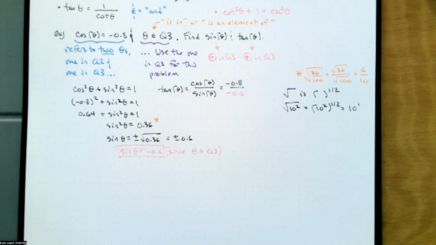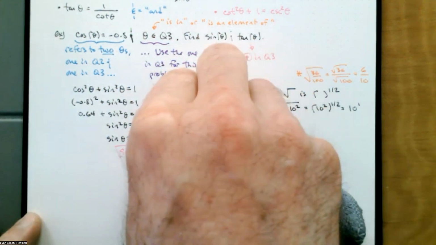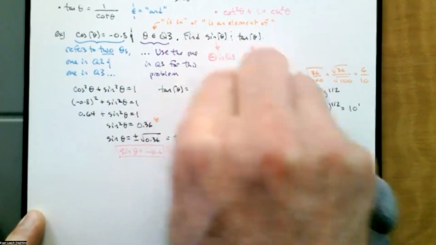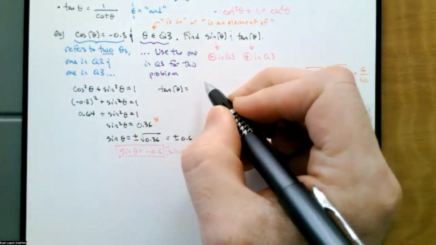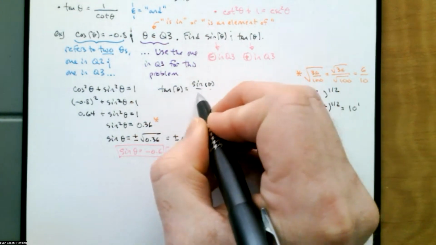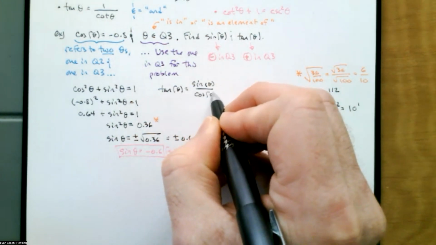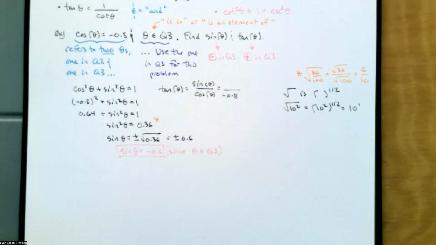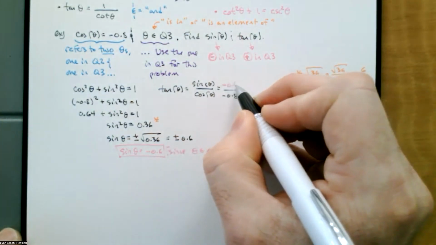The negatives cancel out, giving us a positive. We expected that because theta is in quadrant 3 and tangent is, I wrote cosine over sine. Tangent is sine over cosine. So cosine is negative 0.8. Sine, we now know, is negative 0.6.